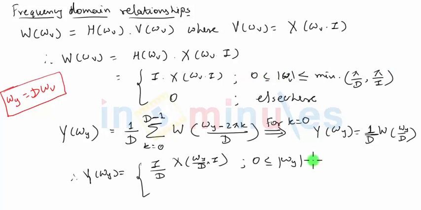So if I multiply throughout by d, I'll get omega y here, and this will become minimum of, multiplying by d will give me pi by d into d will be pi, comma, pi by I into d, and it will be 0 elsewhere. So that's the final expression we were looking for.